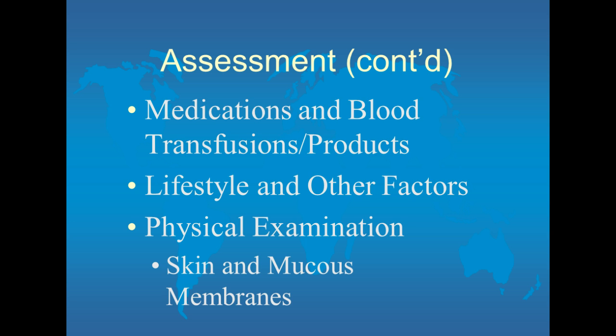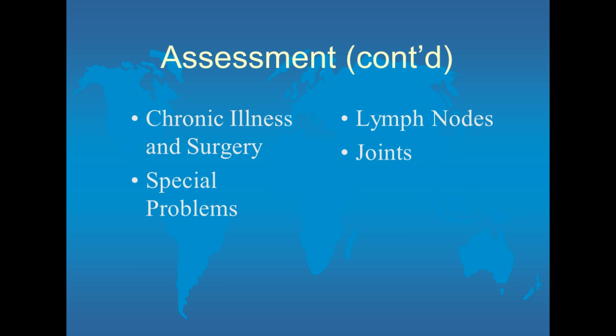Now, what do you think would be problems like chronic illness and surgery? Particular diseases that would be chronic illnesses and surgery would be, say, if they had diabetes, renal disease, abdominal surgery, recent surgery. You also want to look at lymph nodes, joints, and special problems would be things like burns. Burns are a really special problem. If your body's burned over a good amount of your surface area, it's open, and so you're going to be at risk for infectious disease.